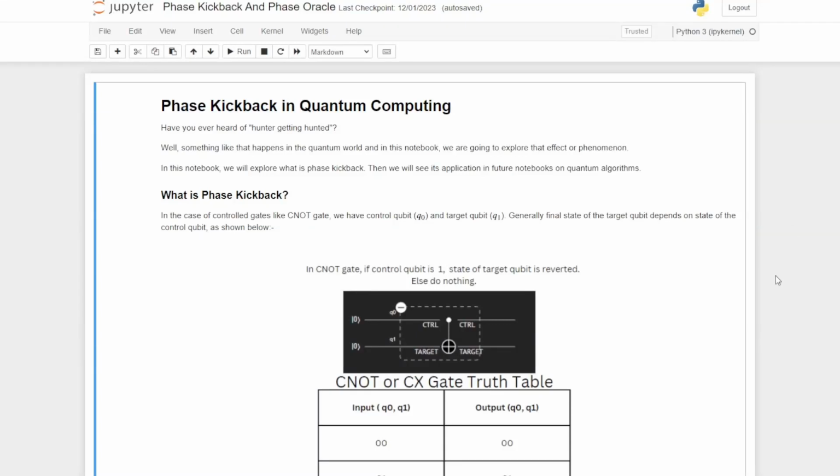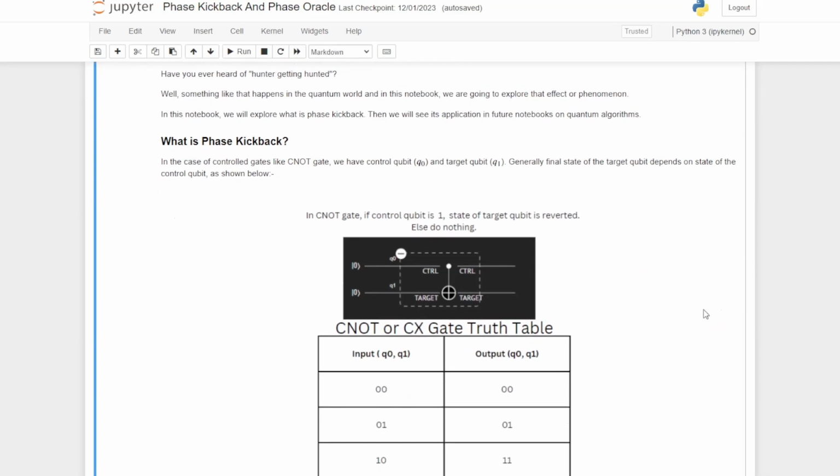Hi, in the last video we saw what is oracle. Now let's see what is phase kickback in quantum computing, and we will use these concepts in upcoming notebooks on quantum algorithms. So before looking at phase kickback, let's see what is the C naught gate.